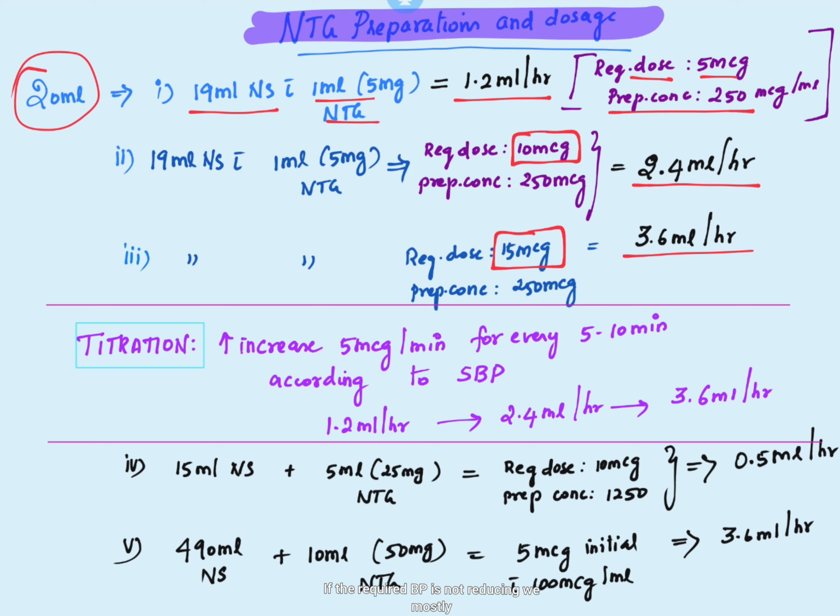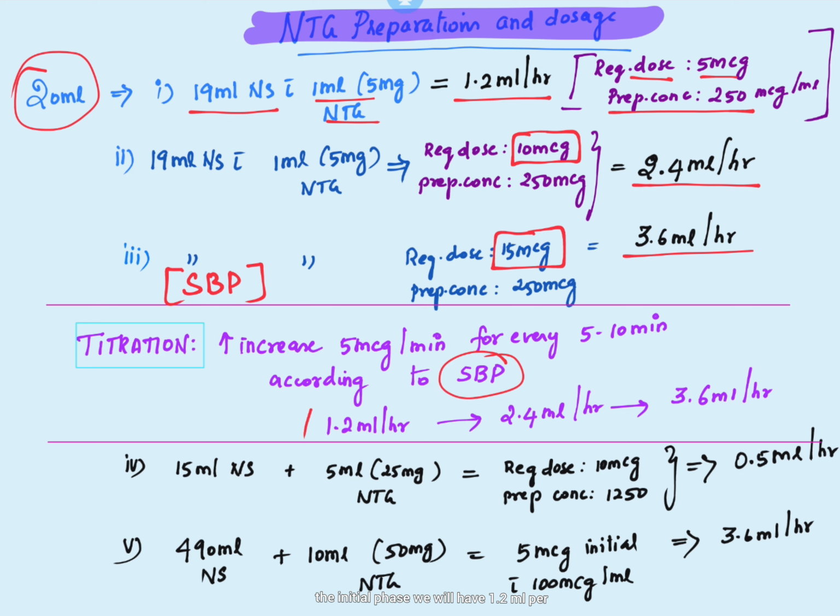If the required BP is not reducing, we mostly take SBP, the systolic blood pressure, as the target. If the systolic blood pressure is not reducing even after 10 minutes of the infusion, we should raise the rate. In the first 10 minutes, if the SBP is not reducing, we have to increase the dose. So we have to titrate the infusion concentration according to our SBP.